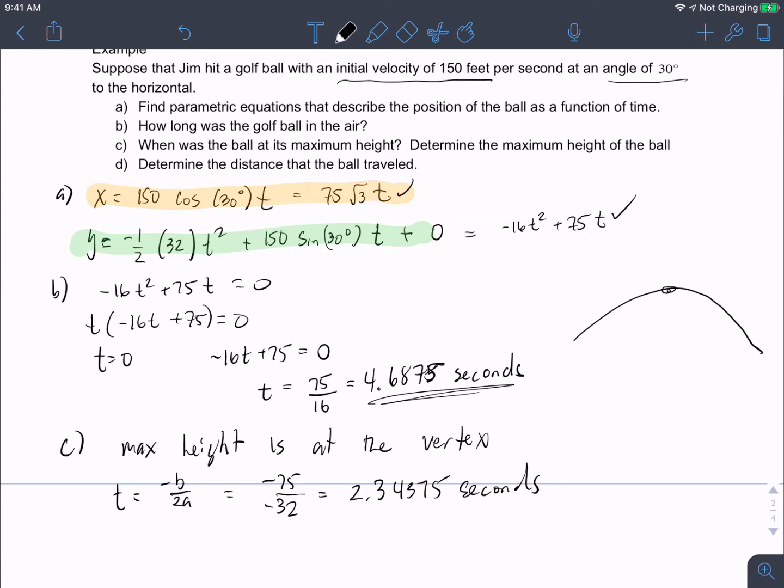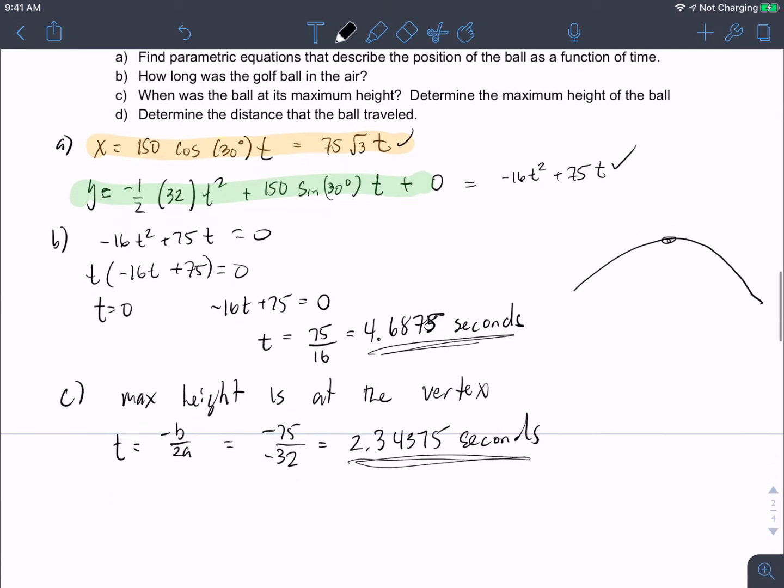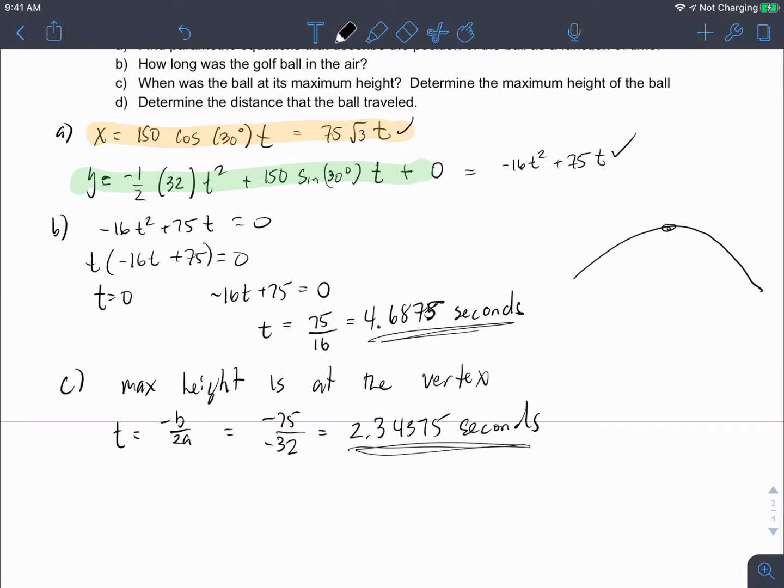So when was the ball at its max height? At 2.34375 seconds. And then it says, what is that maximum height? Well, that's easy to find. All we're going to do is substitute that time into our equation. So we're going to have negative 16 times that time squared plus 75 times 2.34375. And that's going to tell me that it's going to be about 87.89 feet of height. So this height is going to be 87.89 feet.